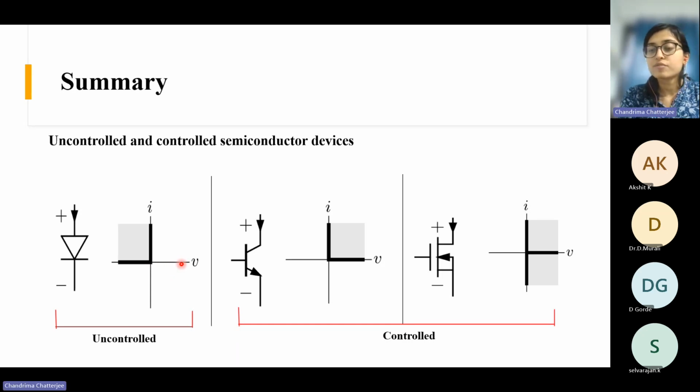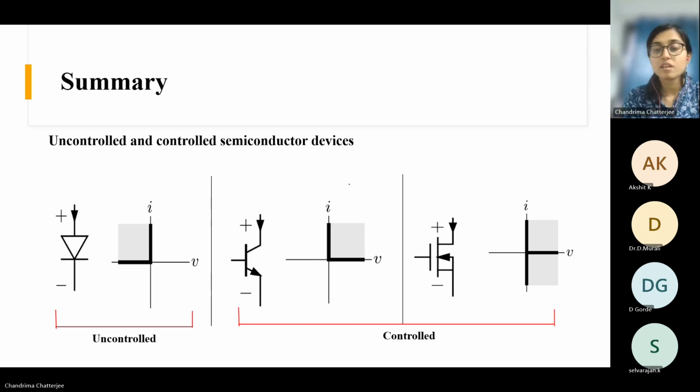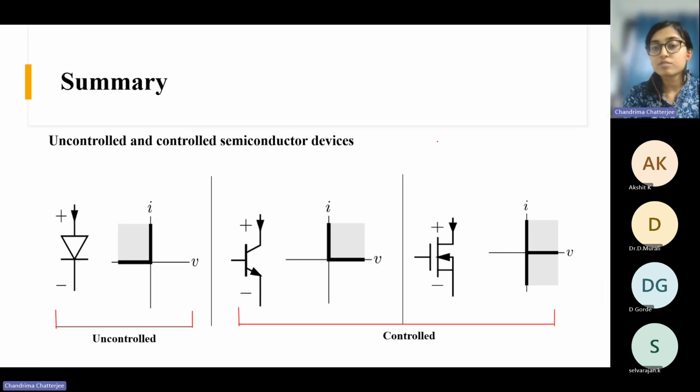One more thing is, for an ideal switch, the turn on and turn off occur instantaneously. But for practical switches, this diode or MOSFET or IGBT or BJT, they take a finite amount of time to turn on and also a finite amount of time to turn off. You can't instantaneously turn them off or turn them on, right? So basically, for an ideal switch, the turn on characteristic will be like this.